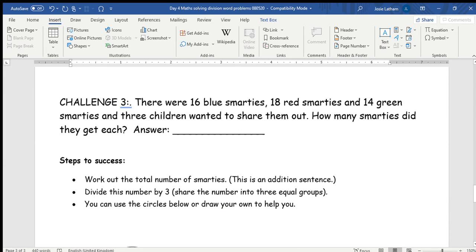There were 16 blue Smarties, these are sweets, 18 red Smarties and 14 green Smarties, and 3 children wanted to share them out. How many Smarties did they each get? So, steps to success. Work out the total number of Smarties. This is an addition sentence, so highlight your 3 numbers and work out the total through adding.